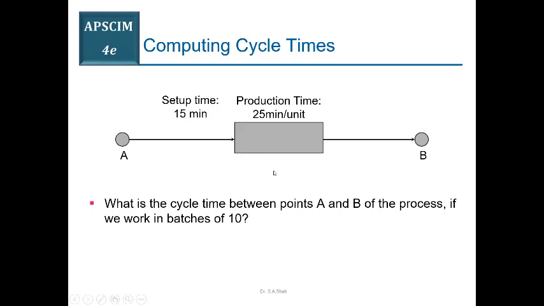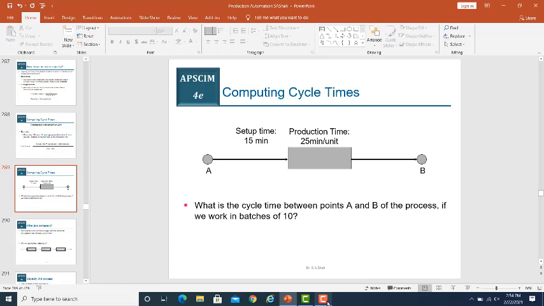Suppose we have an activity within a system from point A to B. Suppose there are two holding places, and in between those two holding places we have an activity, and suppose the production time of this activity is 25 minutes per unit. Okay? So the production time of this station is 25 minutes per unit.